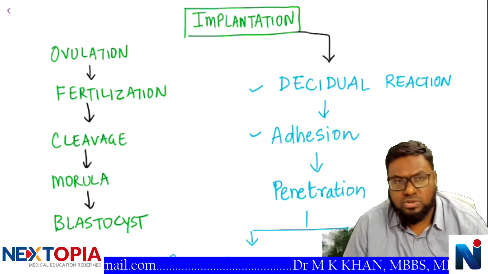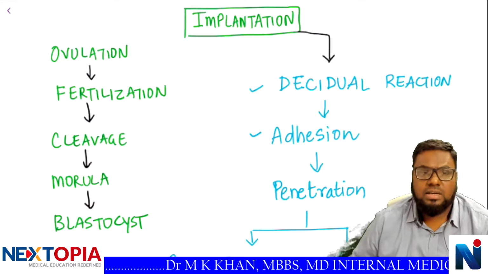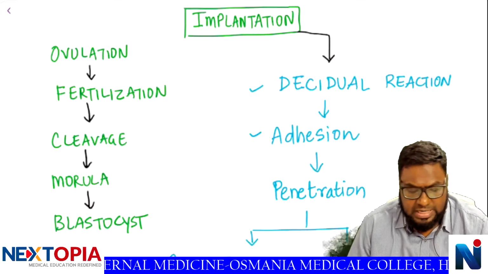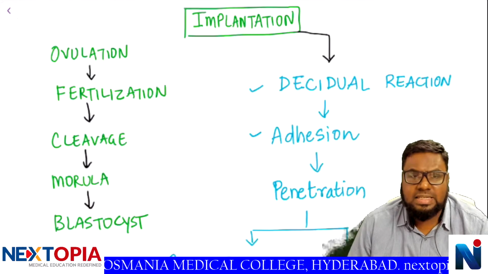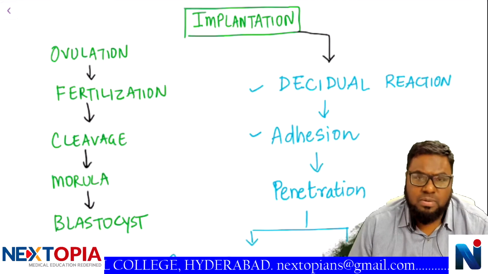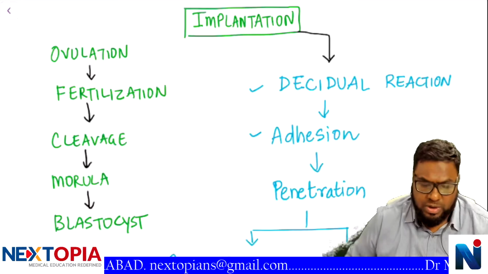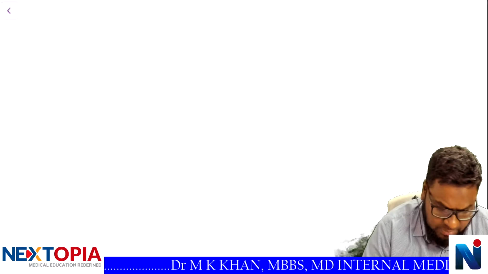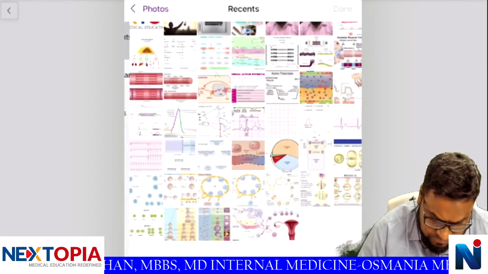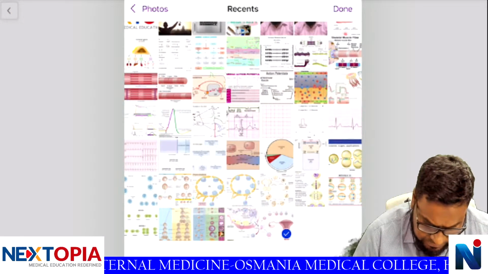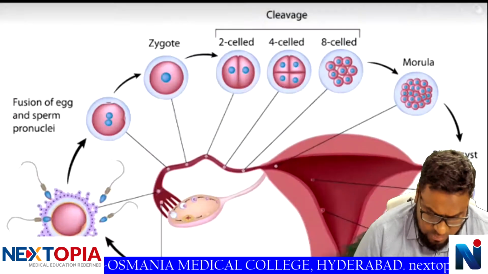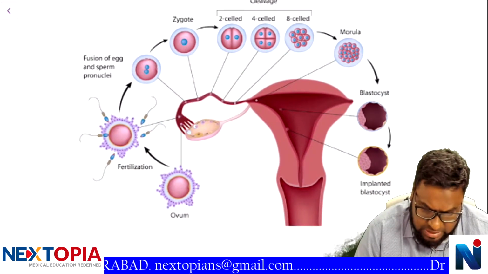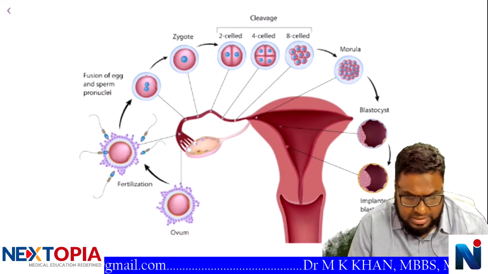We all know that first comes ovulation, then fertilization, and I need not go into the details of ovulation, fertilization, cleavage, morula, blastocyst. We already discussed all these points. If you remember my last class, I showed you one diagram. I'll help you out with that picture again. So this was the picture I was discussing in my last class. If you can see here, first ovulation.